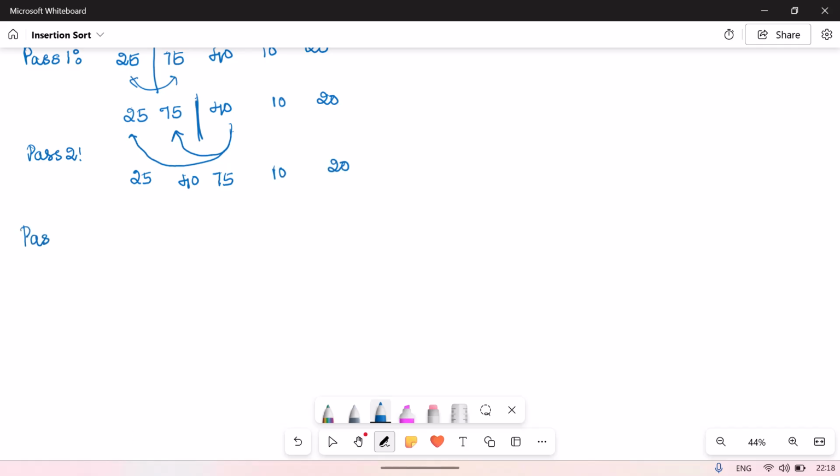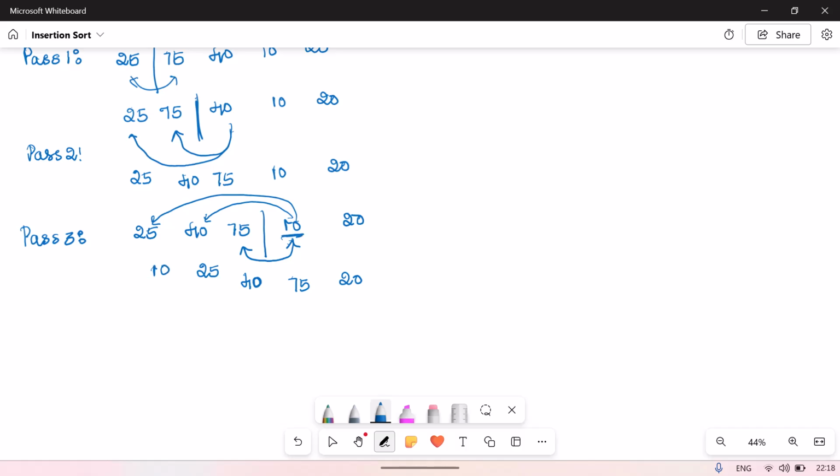At pass 3, I'll write the elements again. So 25, 40, 75, 10 and 20. 3 elements are sorted. Now here 10 and 75 will be compared. They are not in the order, so 75 will take 10's place. 20 will be here only. Then again 10 will be compared with 40. They are not in the order, so 40 will take the next position here. Then 10 and 25 will be checked. That is also not in the order, so 25 will come here and this remaining element will come to this position.